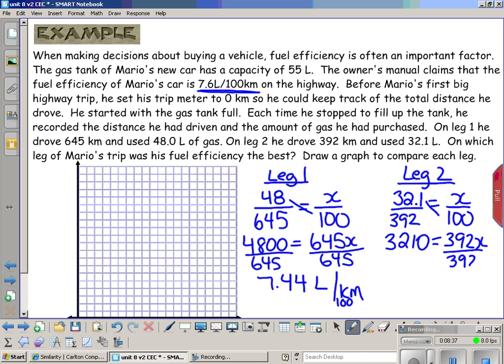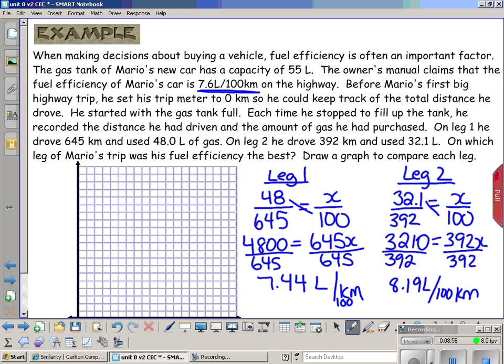Divide by 392, and you will get 8.19 liters per 100 kilometers. So a little bit worse fuel efficiency.